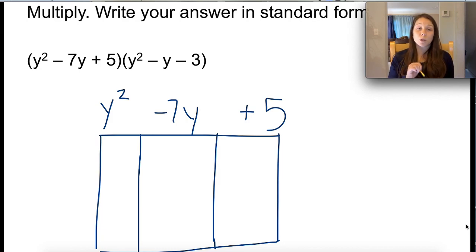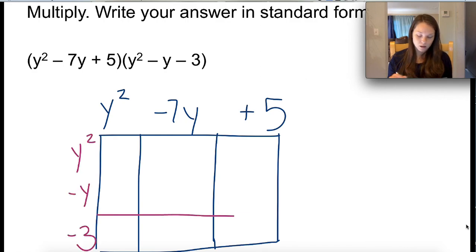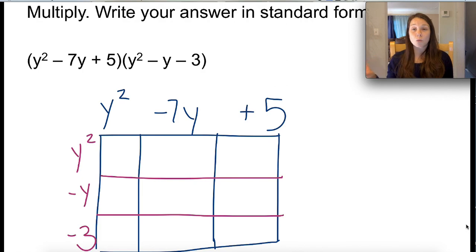Next, I'm going to create a box with the number of rows depending on how many terms my second equation has. So my second equation is y squared minus y minus 3. So I'm going to create 3 rows as well. And what I'm going to do is I'm just going to multiply all my terms by each of the numbers outside of my rows and columns.